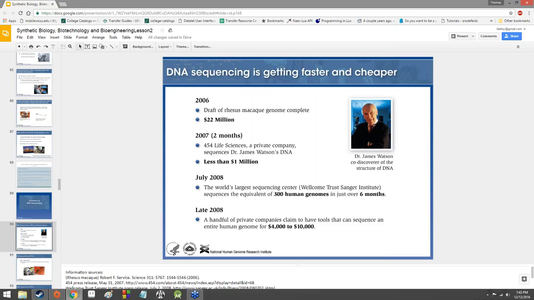Here's Dr. James Watson, Watson and Crick being the two who are generally credited with co-discovering the structure of DNA. Anyway, 2006, draft of rhesus macaque genome complete, $22 million. It cost $22 million in order to do that.